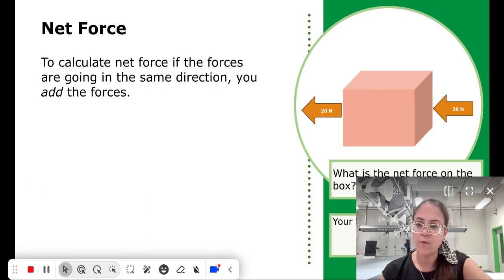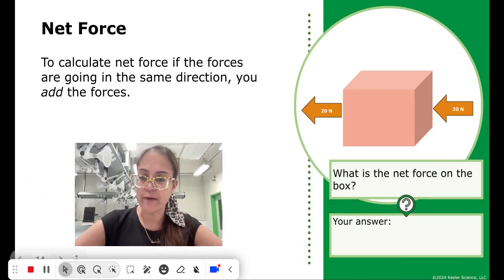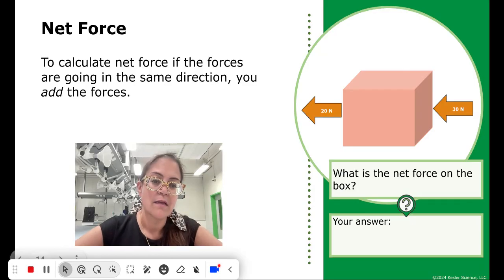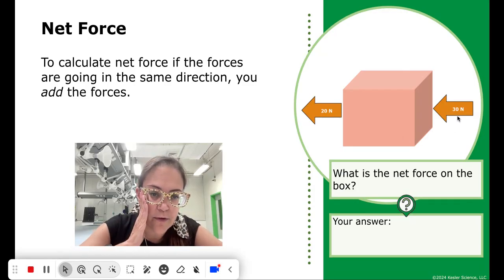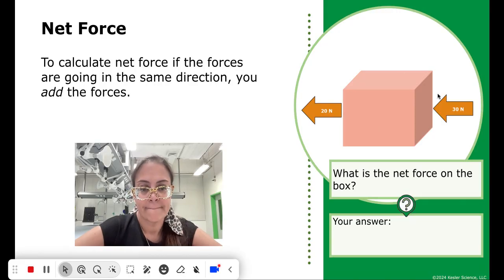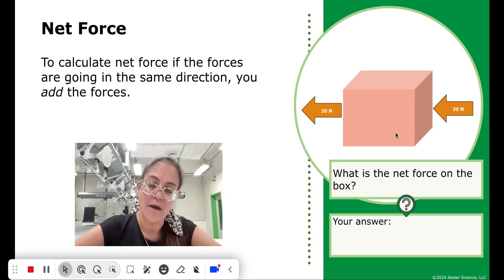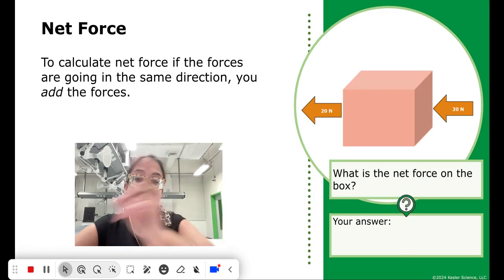Okay, so net force. To calculate the net force, if the forces are going in the same direction, you add them. So here we have 30 newtons and 20 newtons. So what is the net force that is being applied to this box? Same direction, we're going to add those numbers together. So we have 30 and 20. We're going to add those together. So the net force on this box is 50 newtons to the left.